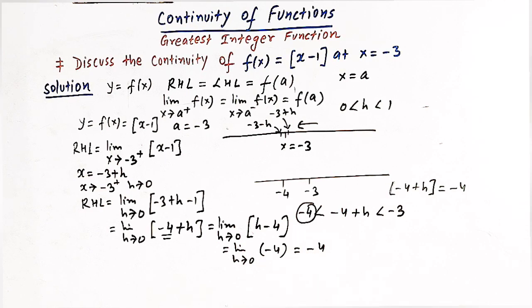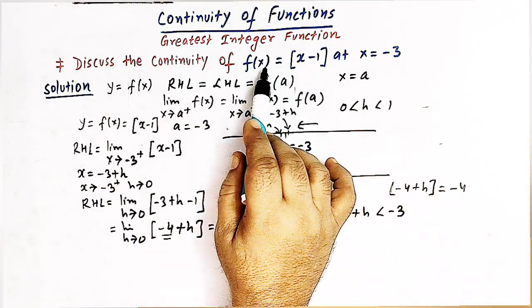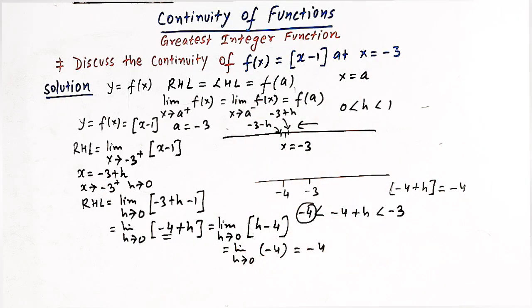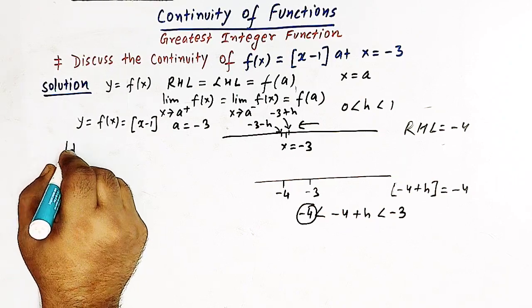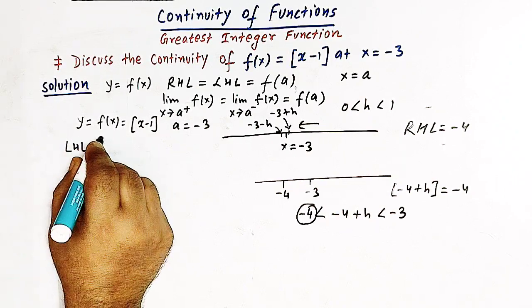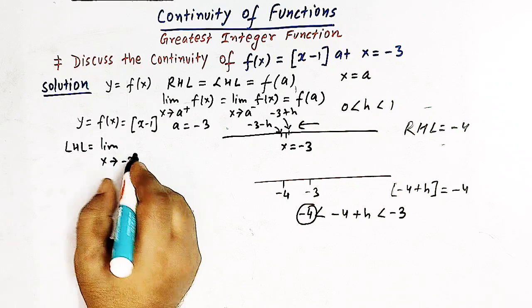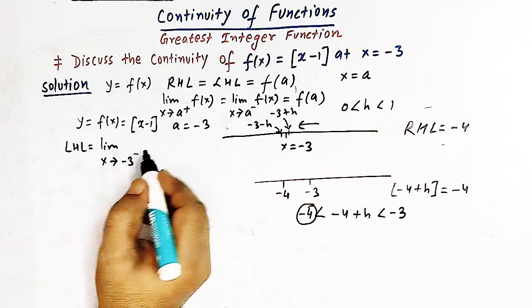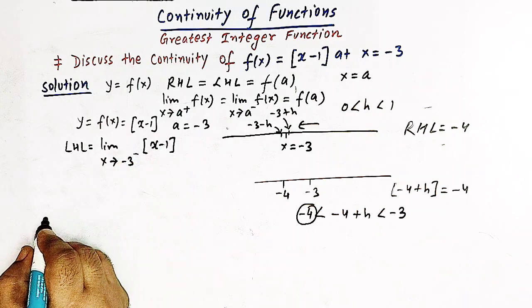so this is equal to minus 4. So the right hand limit of this function at x is equal to minus 3 is equal to minus 4. So now let us find out the left hand limit. So the left hand limit is limit, and here we write x tends to minus 3, and we put a negative sign here, and f of x is greatest integer of x minus 1, right?